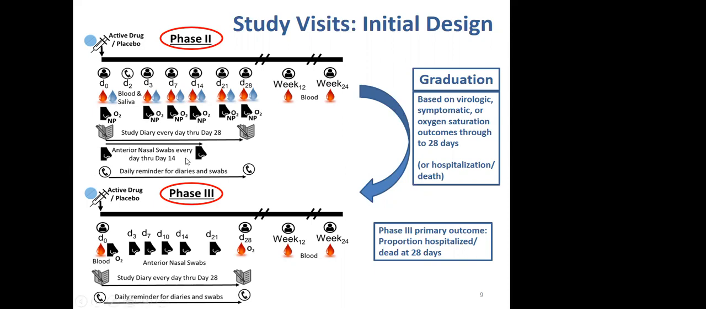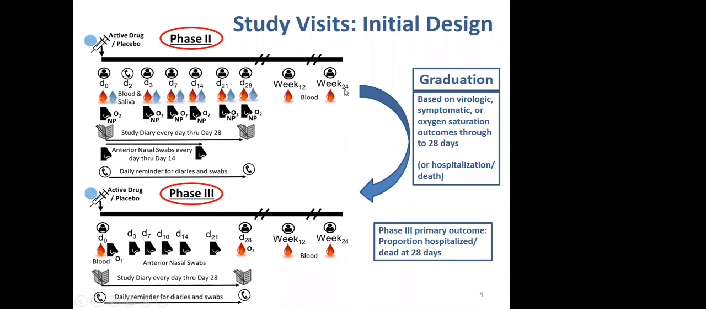We also had the participants self-swab, not right high up in the nose, but lower in the nose. These are called anterior nasal swabs, done on a daily basis, again, to measure virus. These were being done at clinic visits, but we had daily measurements also to try and assess that as a potential biomarker. And then the participant also recorded their symptoms on a daily basis during the first 4 weeks of follow-up.